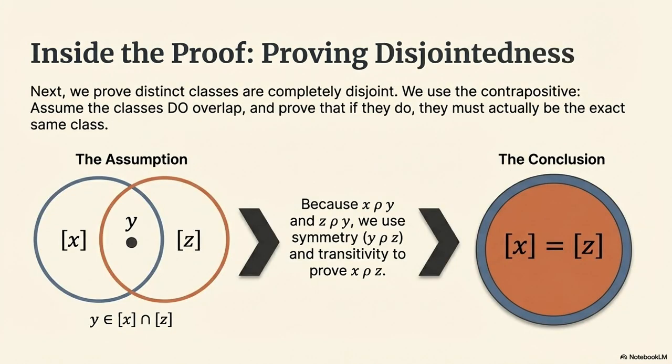Now we prove disjointness in the precise sense used for partitions. Two classes are either disjoint or identical. Assume two classes overlap, so some element y belongs to both bracket x and bracket z. From y in bracket x, we have x related to y. From y in bracket z, we have z related to y. By symmetry, y is related to z, and then by transitivity, x is related to z. Using the same logic in both directions, every element of bracket x belongs to bracket z, and every element of bracket z belongs to bracket x, hence bracket x equals bracket z. So overlap cannot happen between distinct classes. If overlap occurs, the classes are the same block.